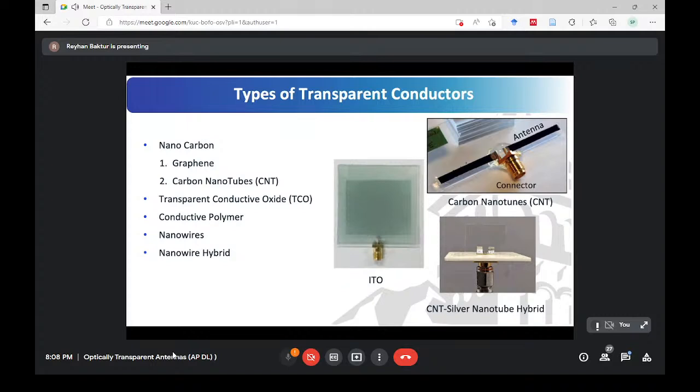There are quite a few materials that have been reported to be used as transparent conductors. They are nanocarbon based, such as graphene or carbon nanotubes, and transparent conductive oxides, one typical example of which is indium tin oxide, ITO. Then conductive polymers, nanowires, which is a really popular one right now, or nanowire hybrids. I can't talk too much about that because I'm working with a company that just started on it, and it's on their own material list, but I will talk about the potentials.